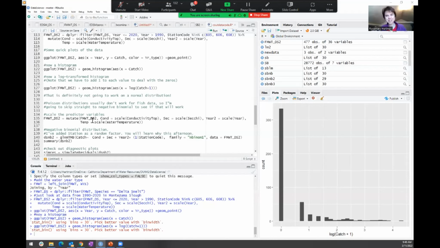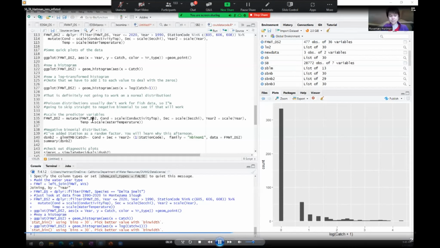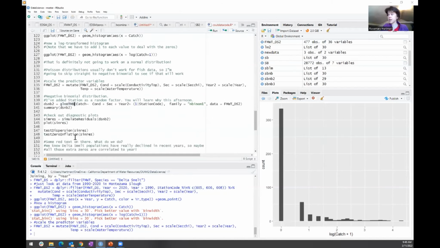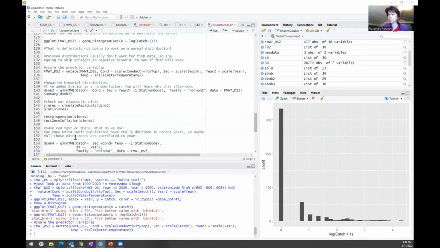We're subtracting the mean and dividing by the standard deviation to put them on the same scale. So now we have our negative binomial distribution. We're using a slightly more complicated model than the last one because we're looking at the catch at each station, and the stations are not going to be independent. So we're going to add a random factor of station.